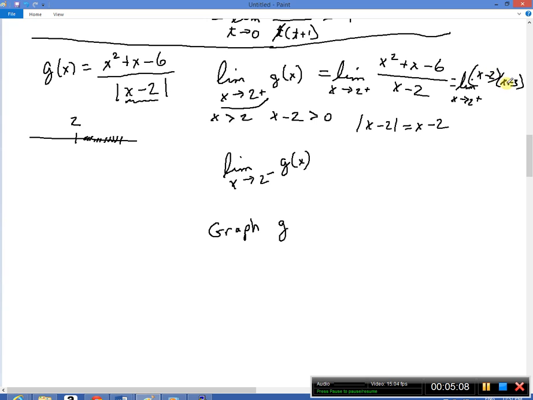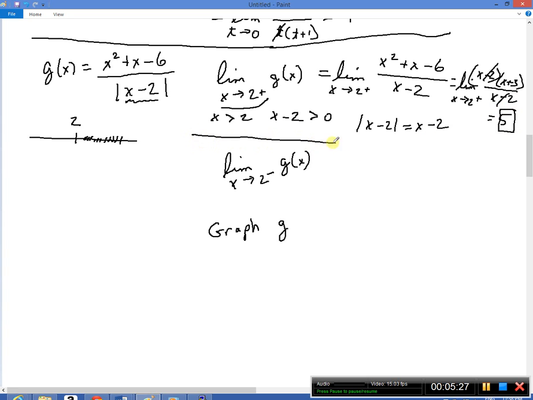Check that. x squared plus 3x minus 2x. Yep, that works. Divided by x minus 2. The x minus 2's will cancel, and you're left with the limit as x approaches 2 of x plus 3, so the answer is going to be 5.